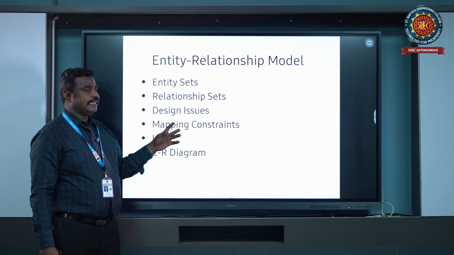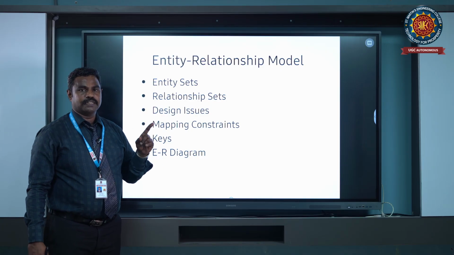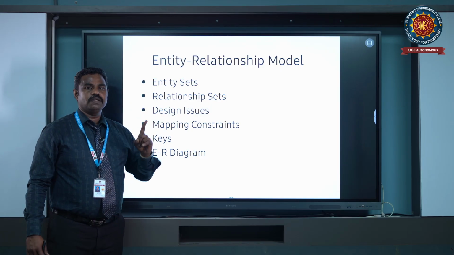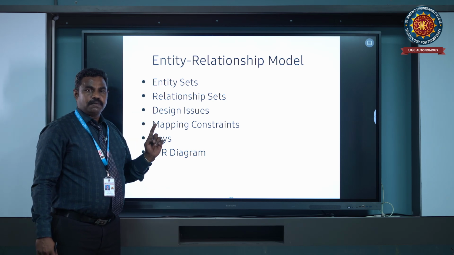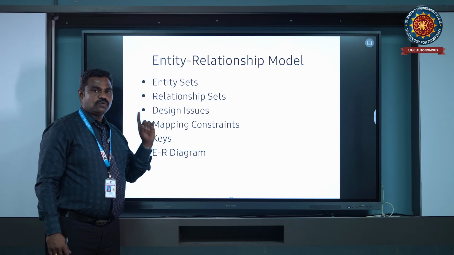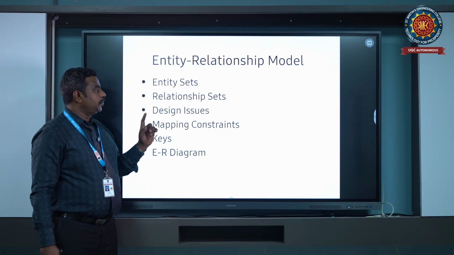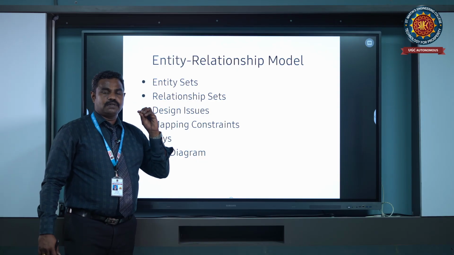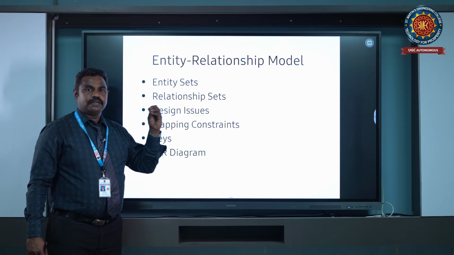Then mapping constraint. There are 4 types of mapping constraints. First one, 1-to-1. Second one, 1-to-many. Third one, many-to-many. Fourth one, many-to-one. 1-to-1 means, say, a man married one female, a boy married one girl.